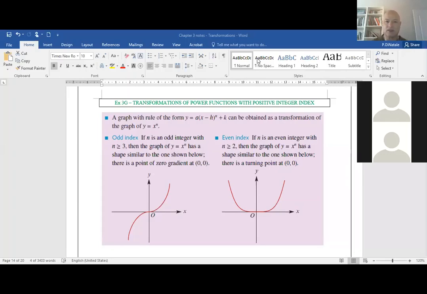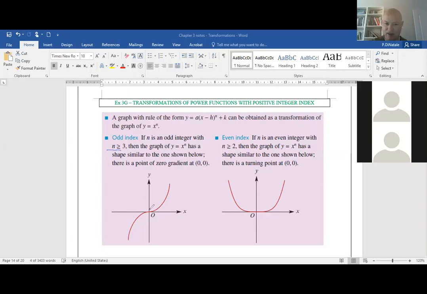Now we are doing transformations of power functions with positive integer index. You already know what these look like. If we've got an odd index, so a 3, a 5, a 7, a 9, you know what a cubic looks like, and the others you can sort of figure out.